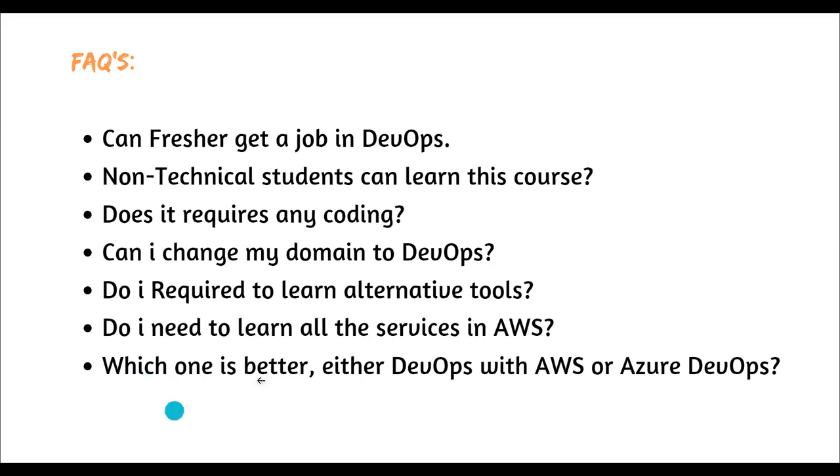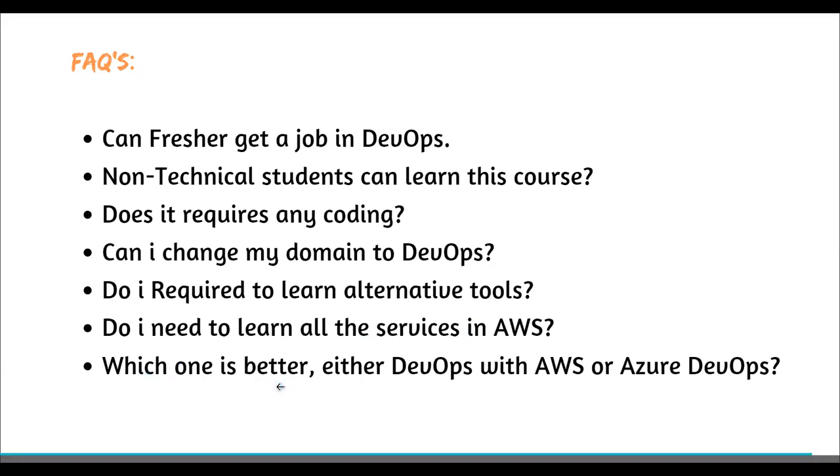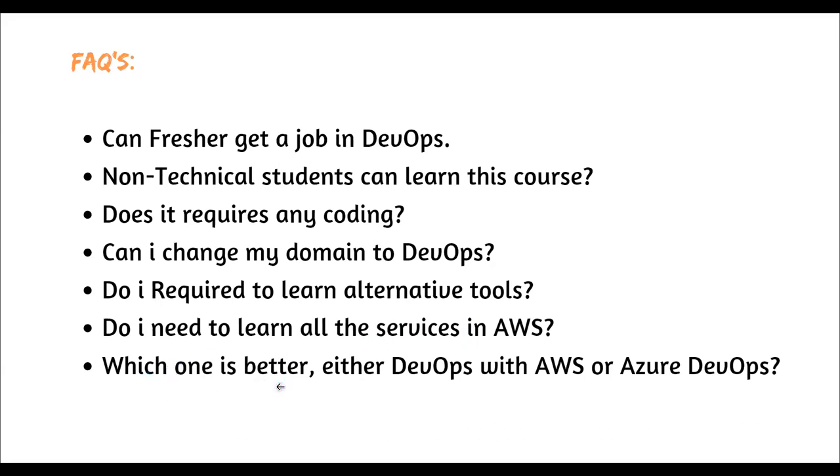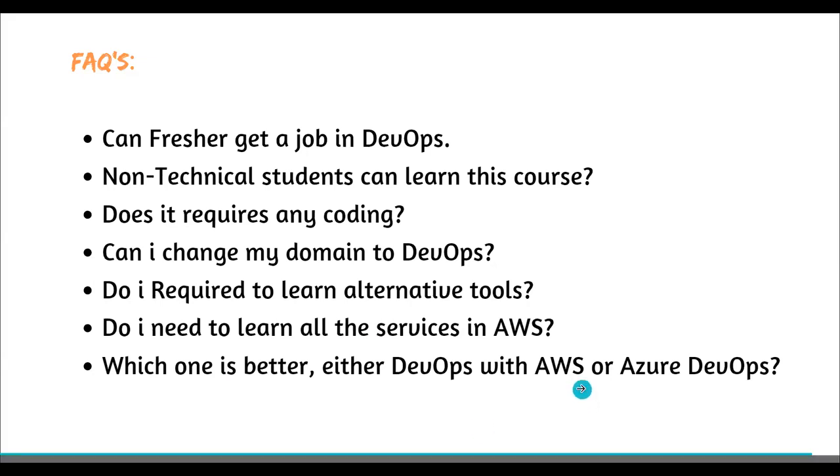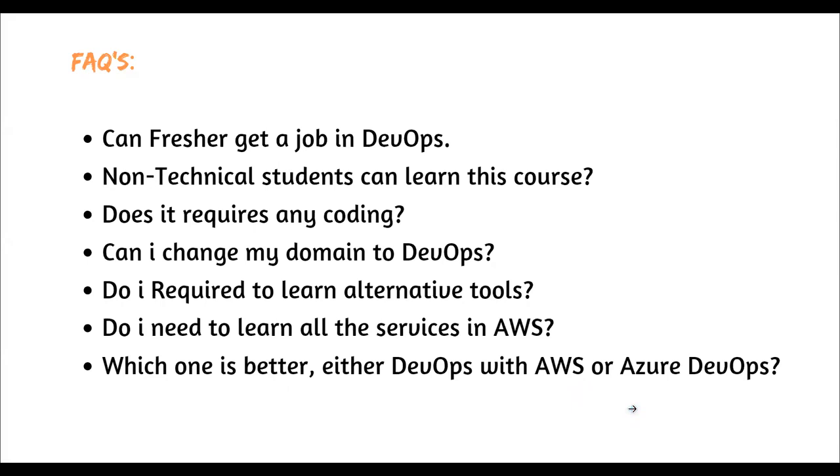And finally, someone will have a doubt: sir, is AWS DevOps better or Azure DevOps better? First of all, DevOps is the same thing here. Only the cloud is changing. Compared to Azure DevOps, AWS DevOps has the highest value in the current market. So we are going to continue with AWS only. Even if you learn Azure also, it will be better. But compared to Azure, AWS is what is current in the market.